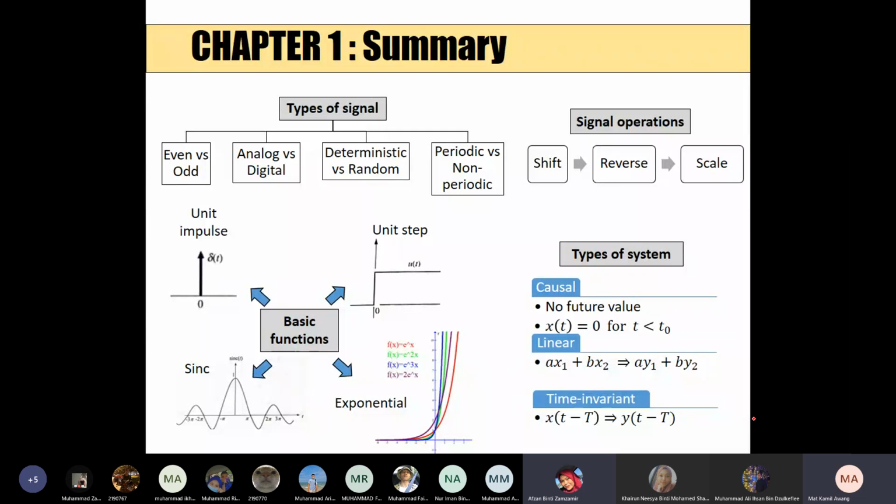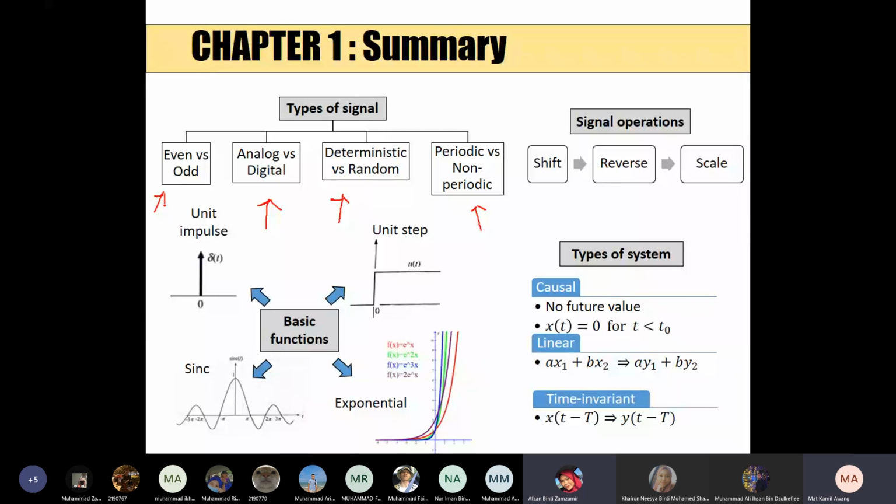So in summary, we have covered the types of signals, the types of operations, the basic functions of the signal, and the types of systems. For types of signal, we have analog versus digital, deterministic versus random, periodic and non-periodic, and odd versus even.